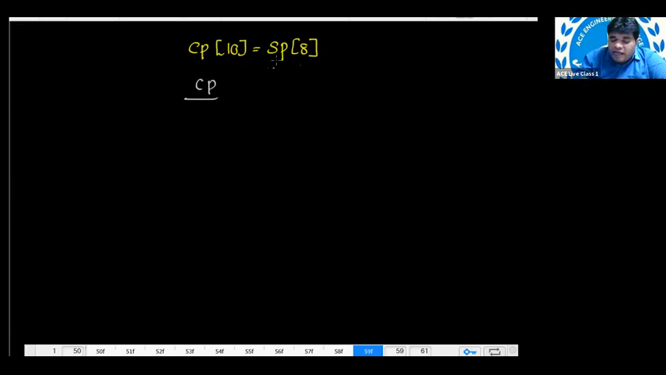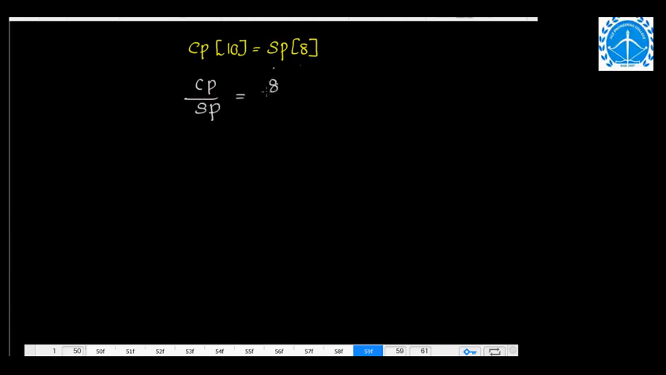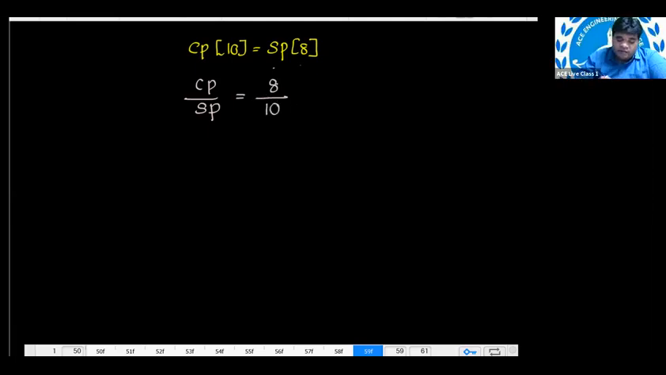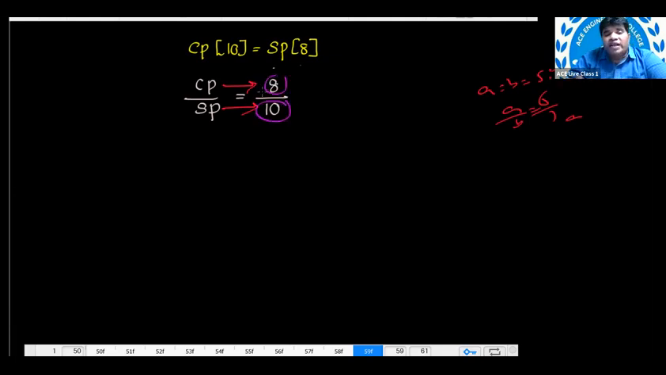So bring CP and SP to the left side. Understood, Girija? Yes, sir. So 8 and 10 on the right hand side, meaning 8 by 10. Then what is the meaning? Corresponding values are equal. Suppose A is to B is equal to 5 is to 7, A by B is 5 by 7, so A is 5, B is 7. Corresponding values equal, so cost price is 8, selling price is 10. So are we getting a profit or loss?